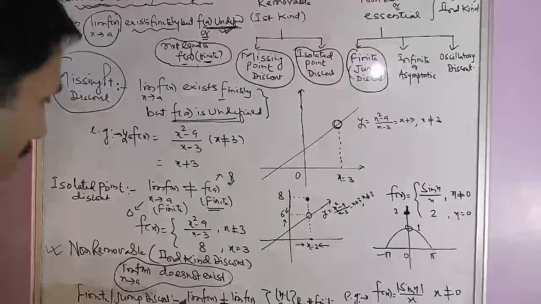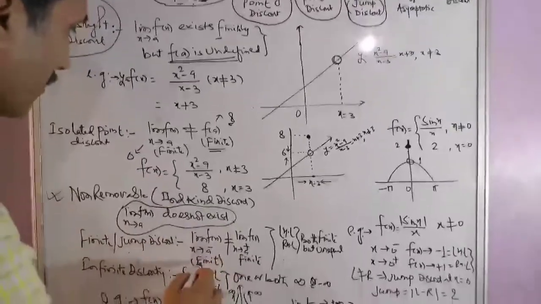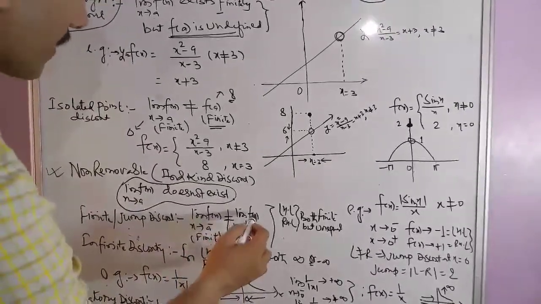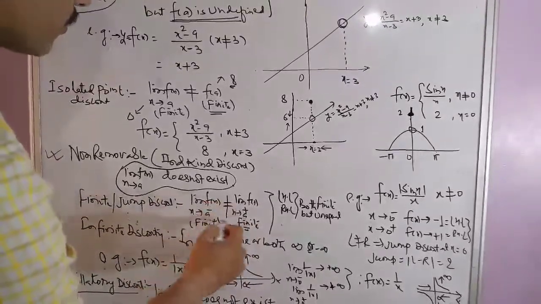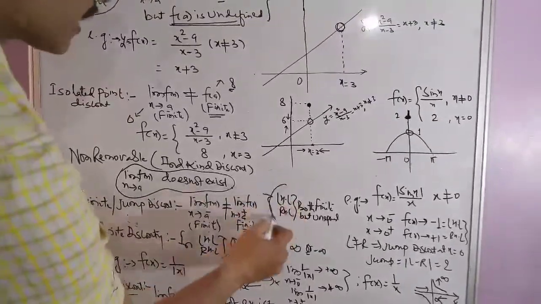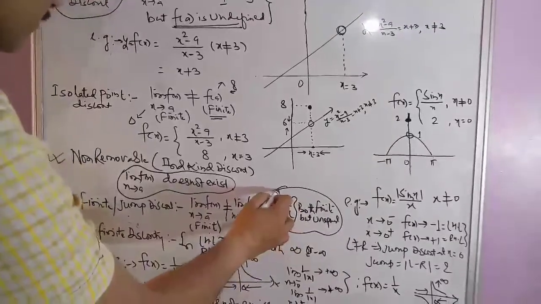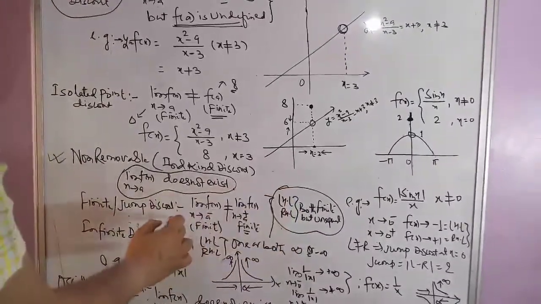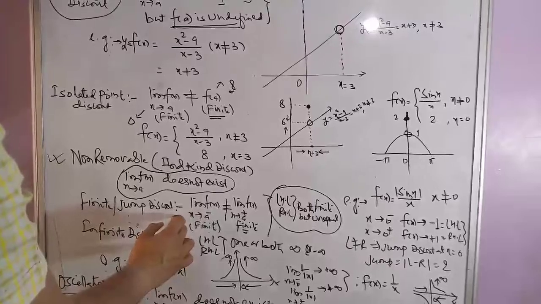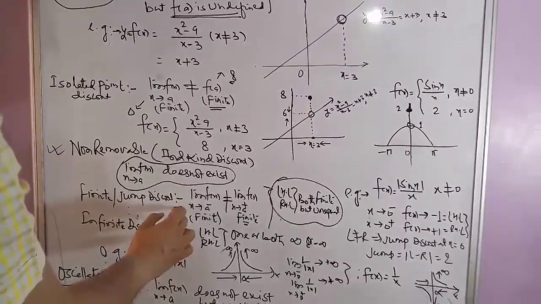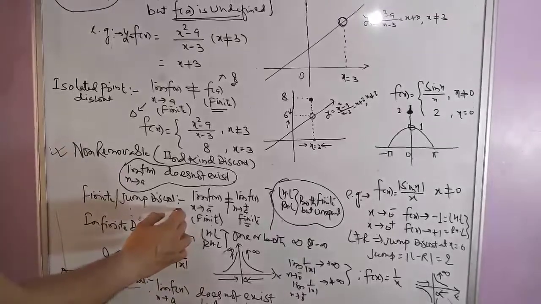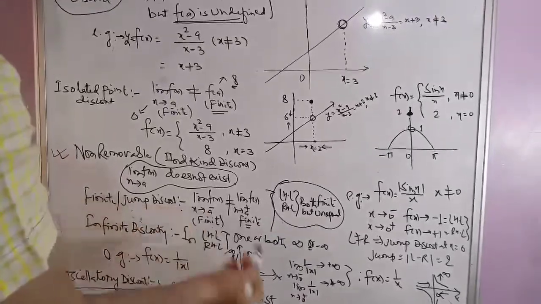Here, the limit of f(x) as x tends to a from the left is finite, the limit of f(x) as x tends to a from the right is again finite, but both are unequal. Both are finite but unequal. Here, the discontinuity is called finite discontinuity or jump discontinuity.